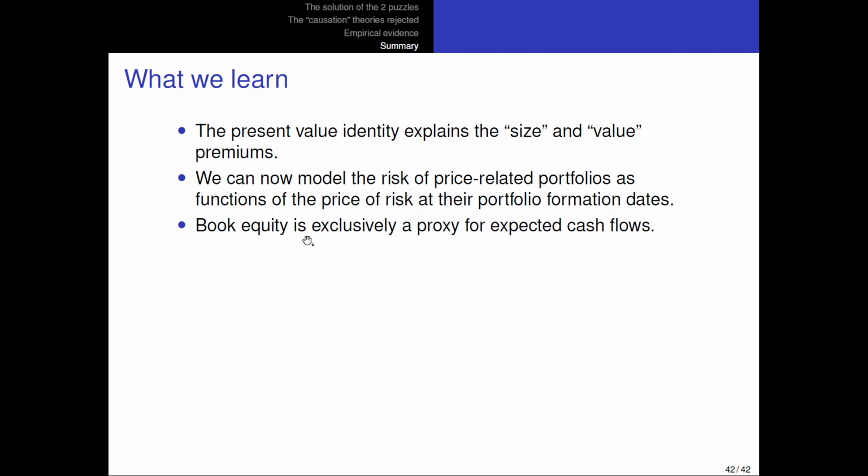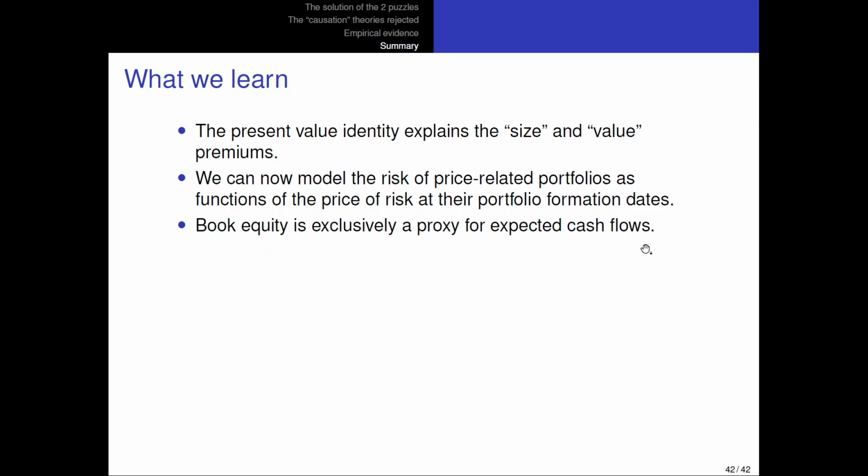What we also learn is that book equity is exclusively a proxy for expected cash flows. It's none of these stories about intrinsic relations between risk and book equity, or risk and book to market, and so on. Unless, of course, I'm not saying that it's completely impossible to come up with a causation theory that says, well, book equity is intrinsically related to portfolio risk. Of course, it is possible if you make use of enough of these dark matter assumptions, these untestable assumptions, then of course you can explain even the type of results that I have presented here, right?